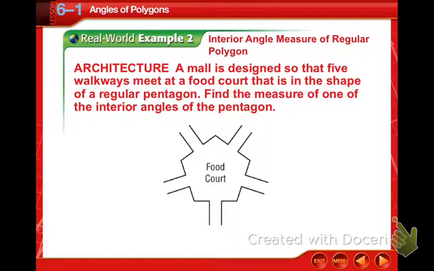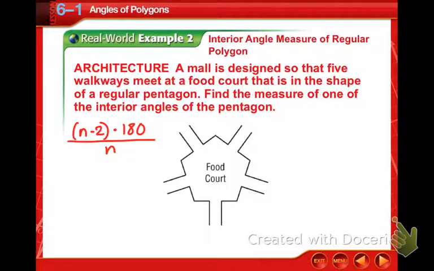Here we have a mall designed so that 5 walkways meet at a food court that is the shape of a regular polygon. So now we need to find the measure of each angle, basically. And since it is a regular polygon, all 5 angles are the same. So the formula we used before is going to change a little bit. It's still n minus 2 times 180, but now all of that divided by n.